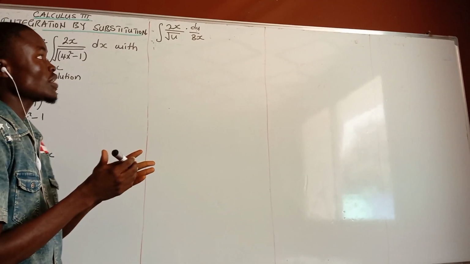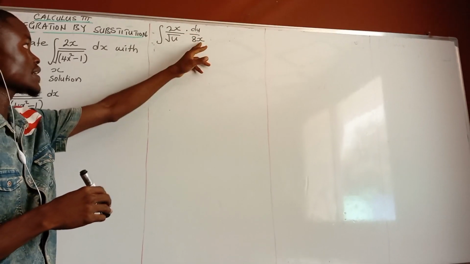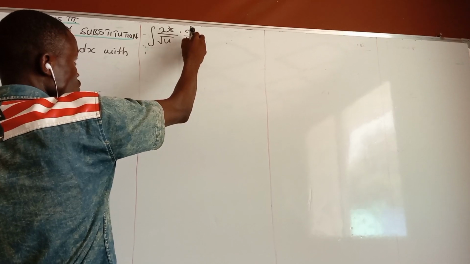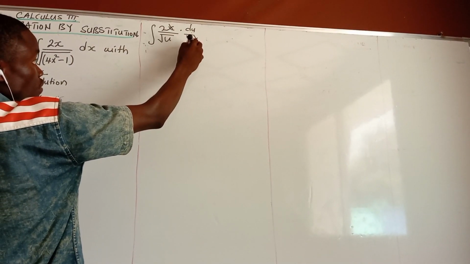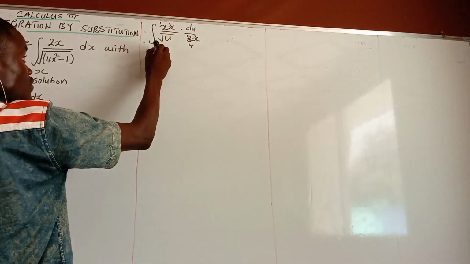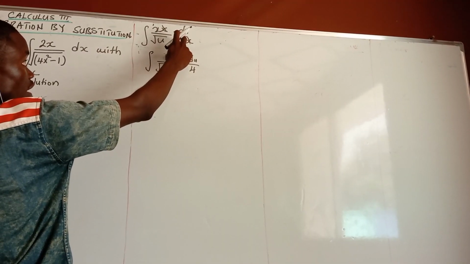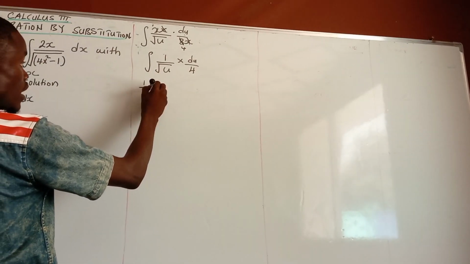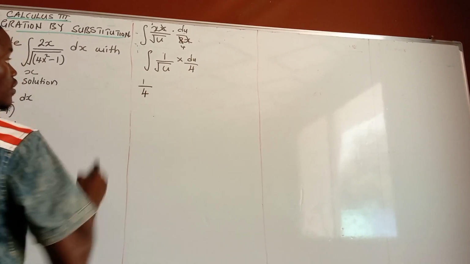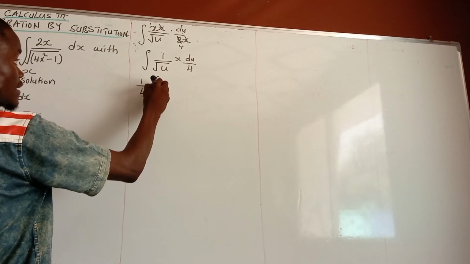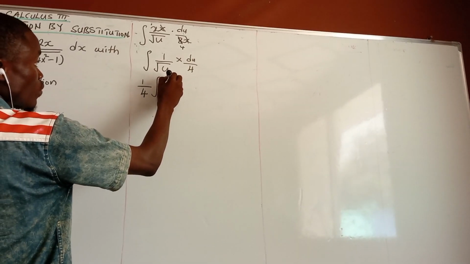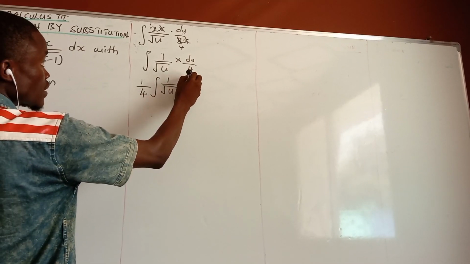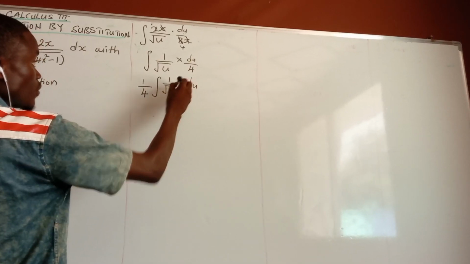There is something common that you need to cancel. X. So this x will cancel. This 2 here, how many times into this? 4 times into this guy. 1 times into this 8. How many times? It's 4 times. So you bring 1 upon 4, the integral, then 1 upon the square root of u du. Are we getting it?